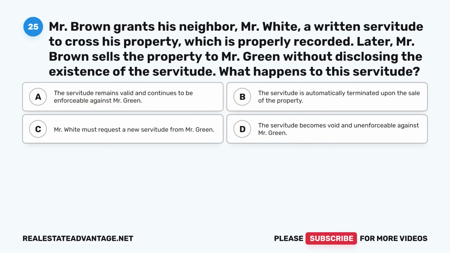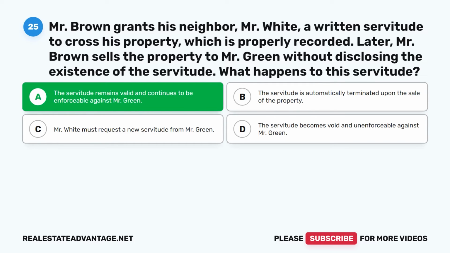Question 25. Mr. Brown grants his neighbor, Mr. White, a written servitude to cross his property, which is properly recorded. Later, Mr. Brown sells the property to Mr. Green without disclosing the existence of the servitude. What happens to this servitude? A. The servitude remains valid and continues to be enforceable against Mr. Green. B. The servitude is automatically terminated upon the sale of the property. C. Mr. White must request a new servitude from Mr. Green. D. The servitude becomes void and unenforceable against Mr. Green.